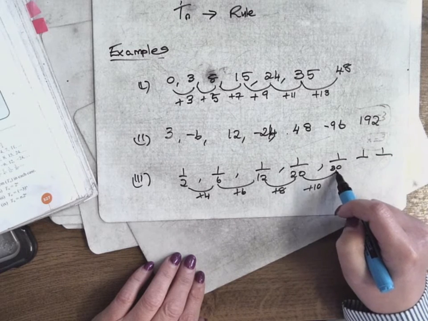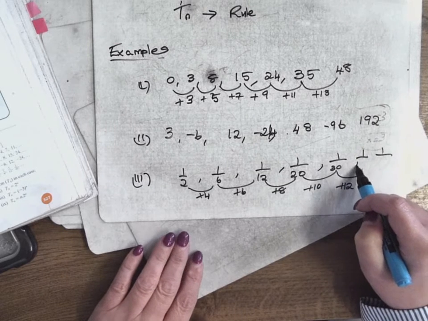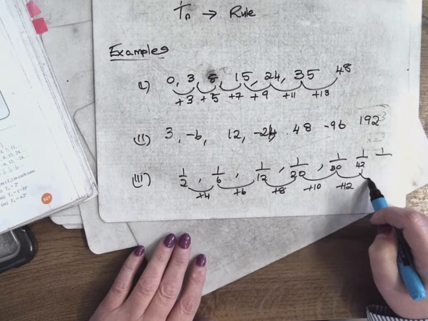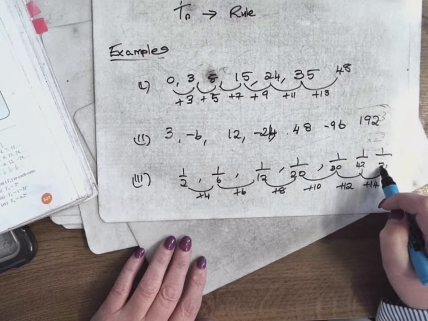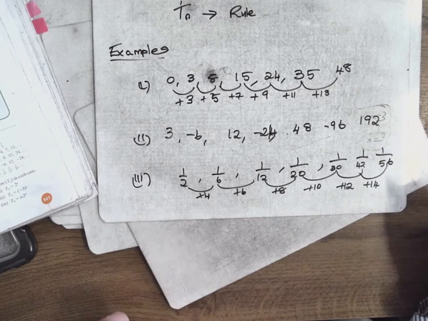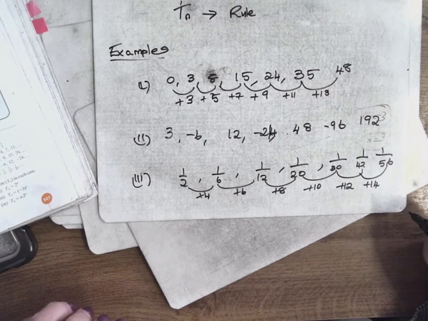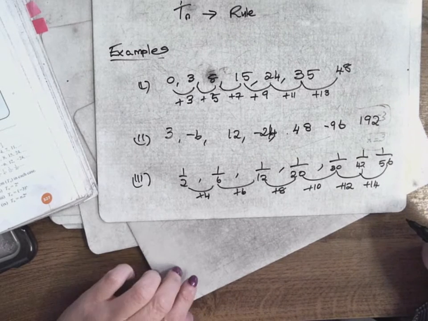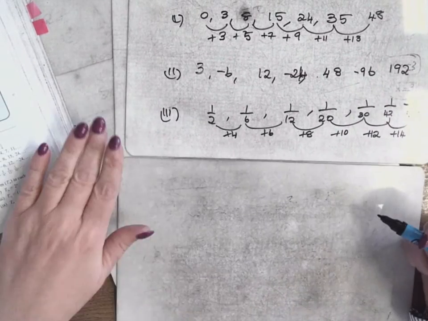And then I'll add 12, so I'll get 1 over 42. And then I'll add 14, so I get 1 over 56. Are we good? Took a minute, but I got there. Okay, that's one. Will you get that? Hopefully you'll be asked a question like that, but we'll see.